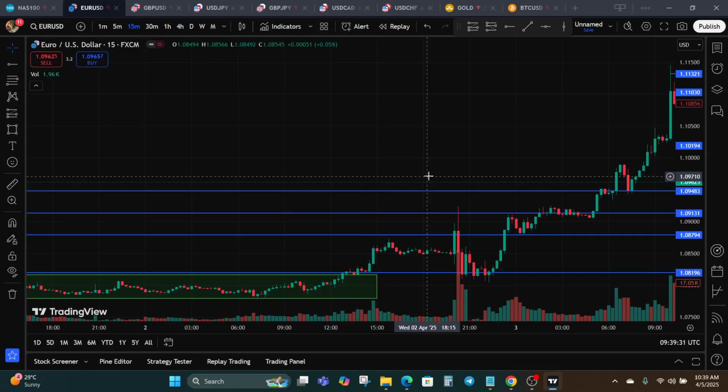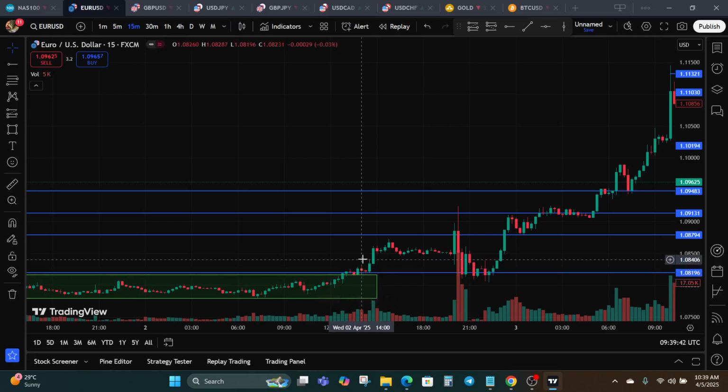Avoid wicks that barely break the level and instantly pull back. That's where most traders get trapped. If you notice a wick that breaks out and pulls back, please do not consider that a breakout. Make sure that the candle closes above the resistance if it's a buy, or closes below the support if it is a sell.